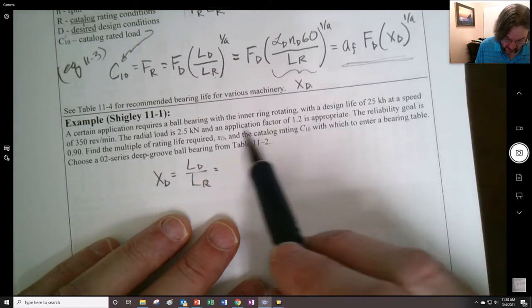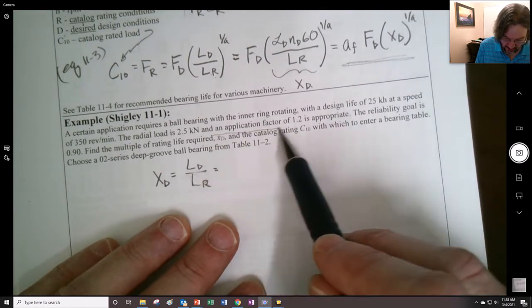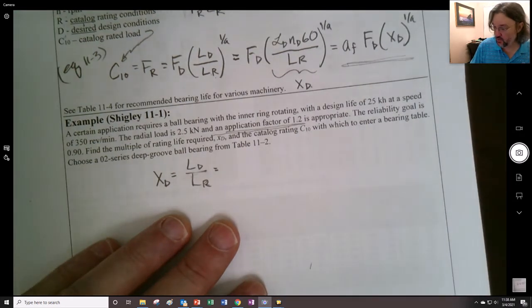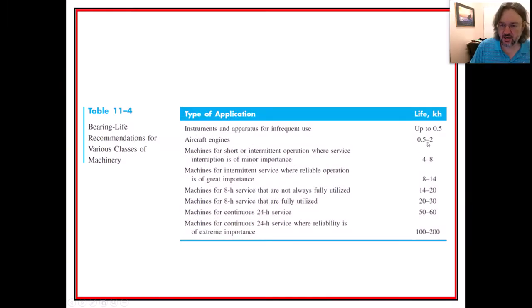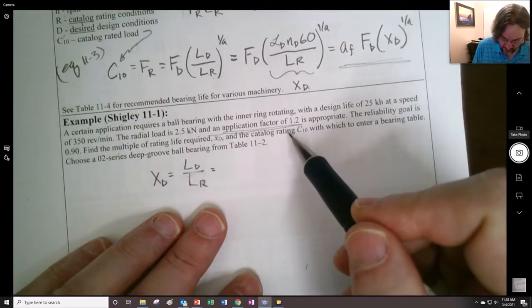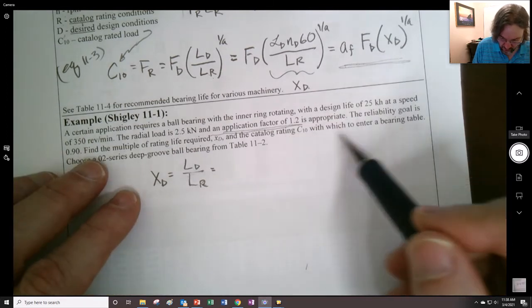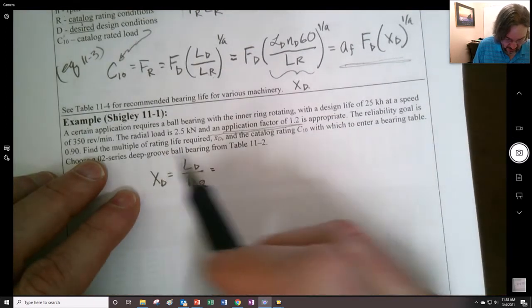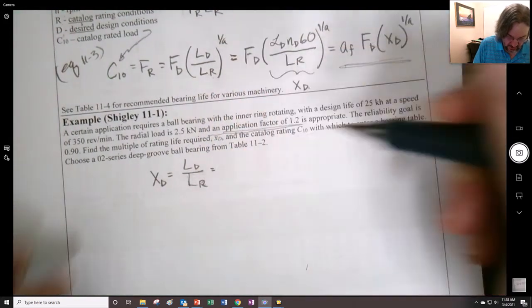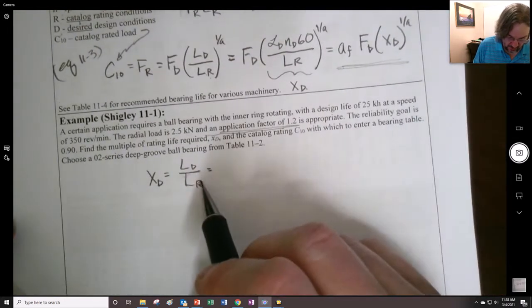They introduced the application factor of 1.2 right there, which is the reason why I brought this thing up. They gave it to us as a given. And I'm looking at the reliability goal of 90, and I guess we're going to assume that this rated life is going to be 1,000,000.